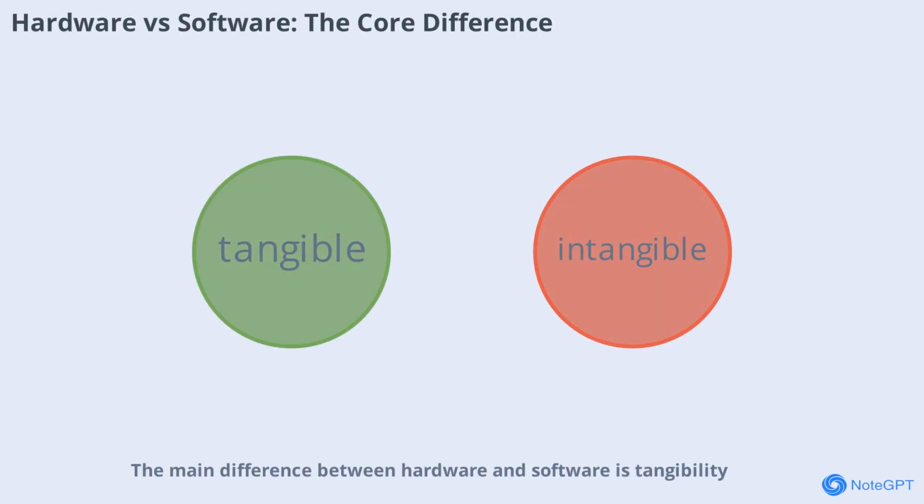The main difference between hardware and software is tangibility. Hardware is physical and can be touched, while software is virtual and exists as code. Hardware provides the platform and software gives instructions. Both are interdependent. Hardware needs software to function and software needs hardware to run. Understanding this relationship is key to grasping how computers work.